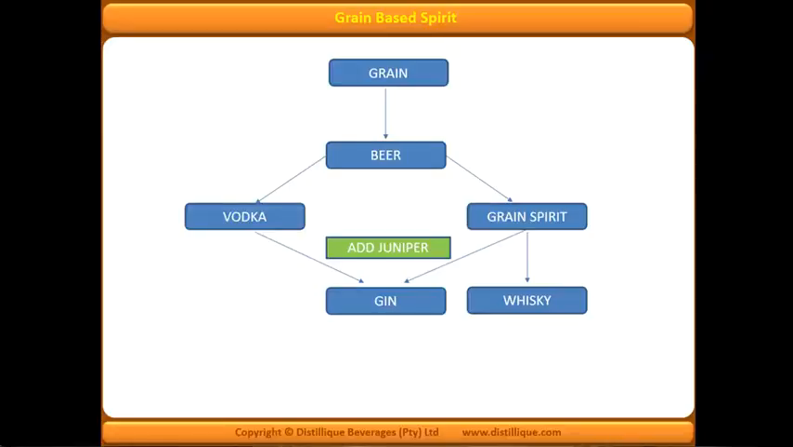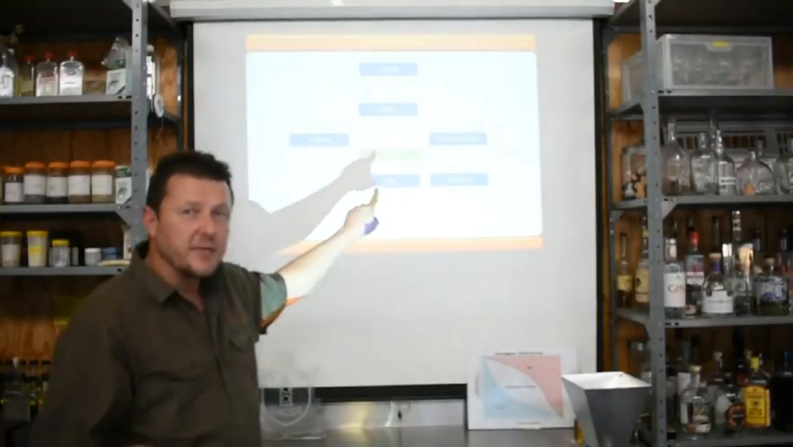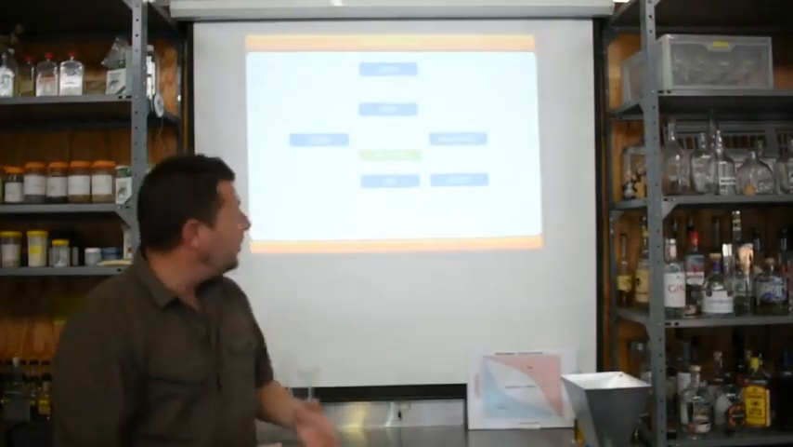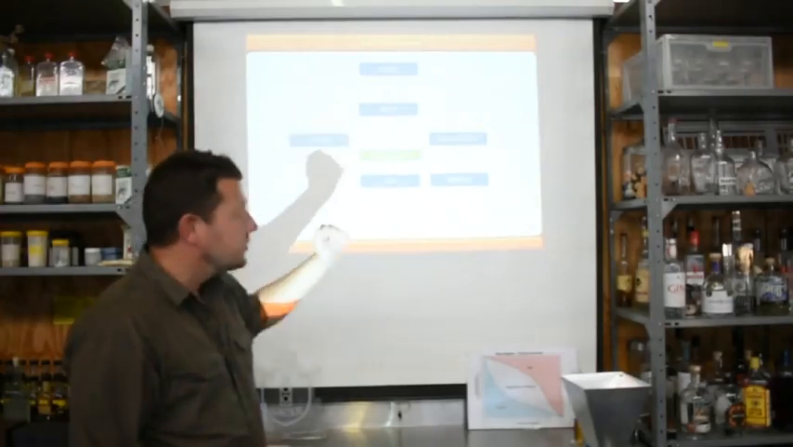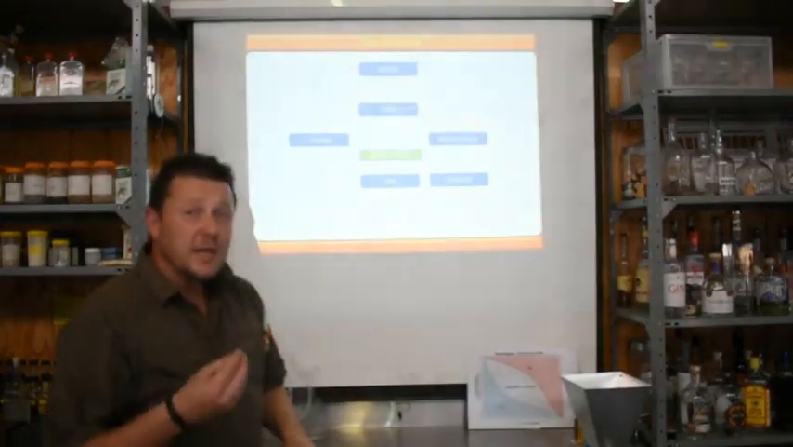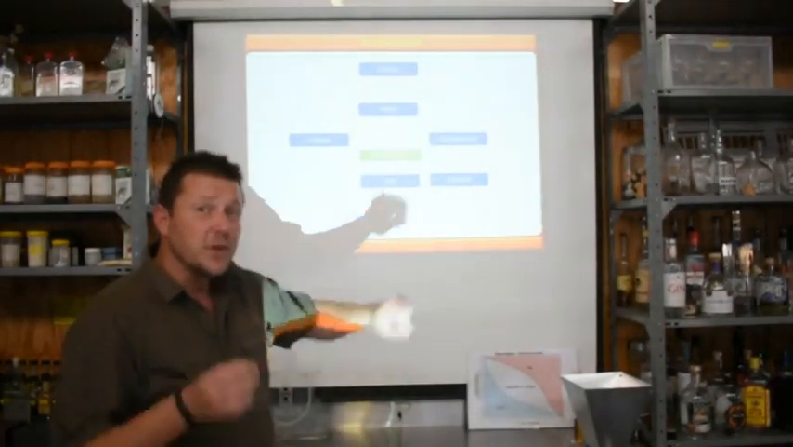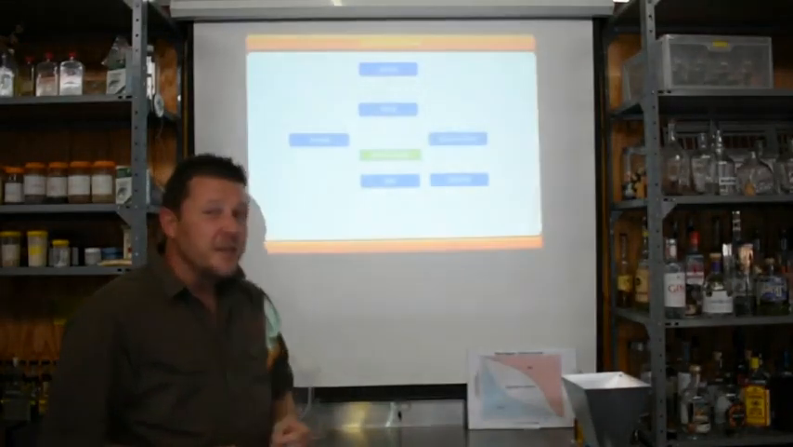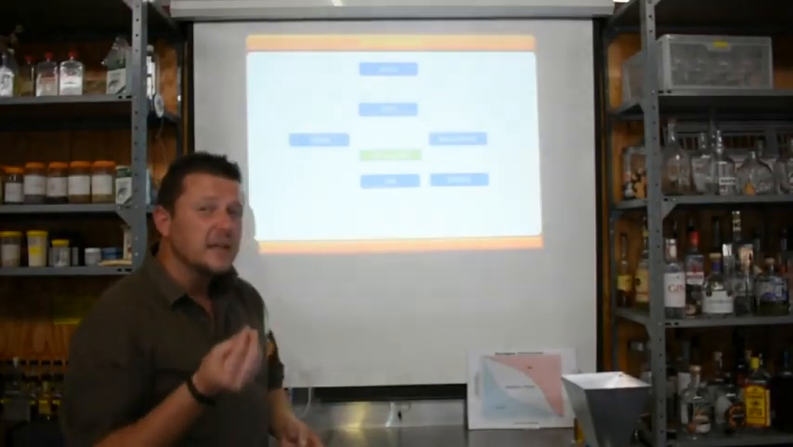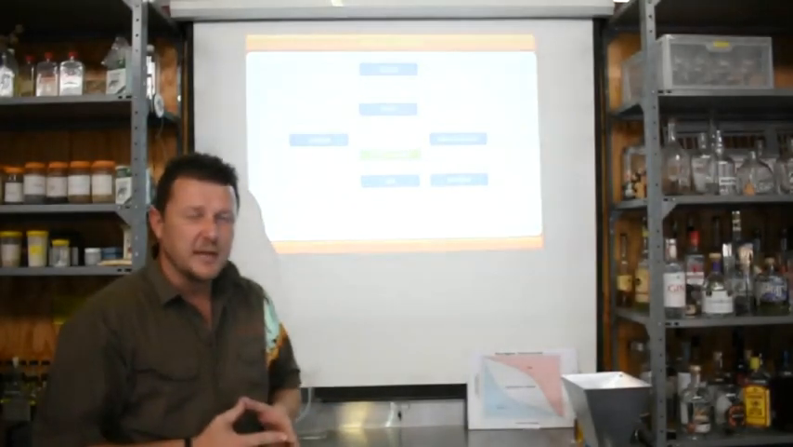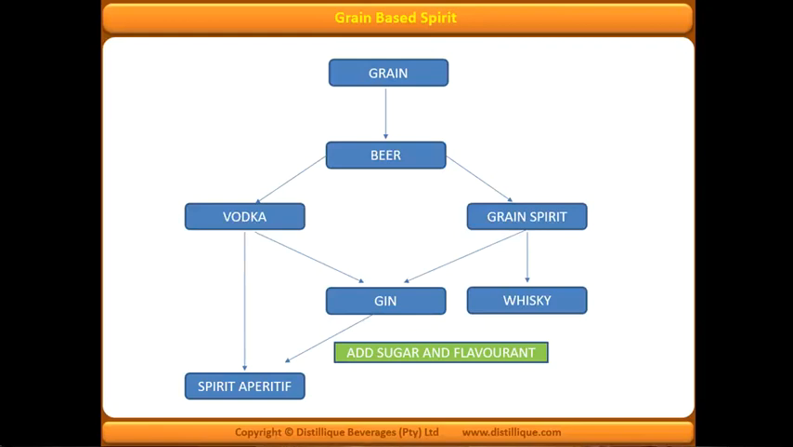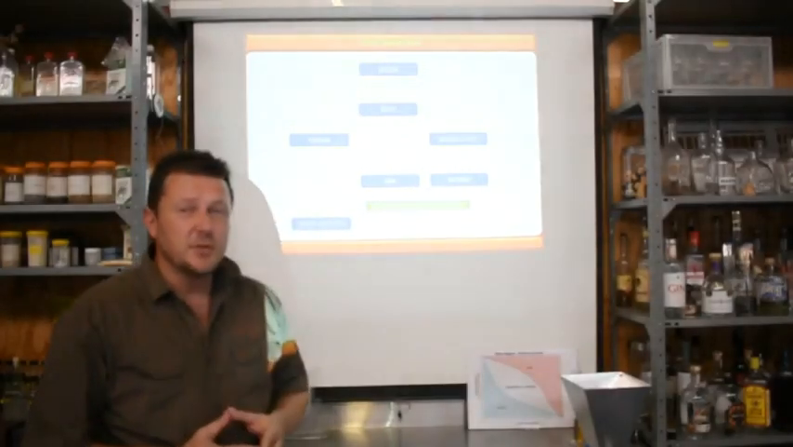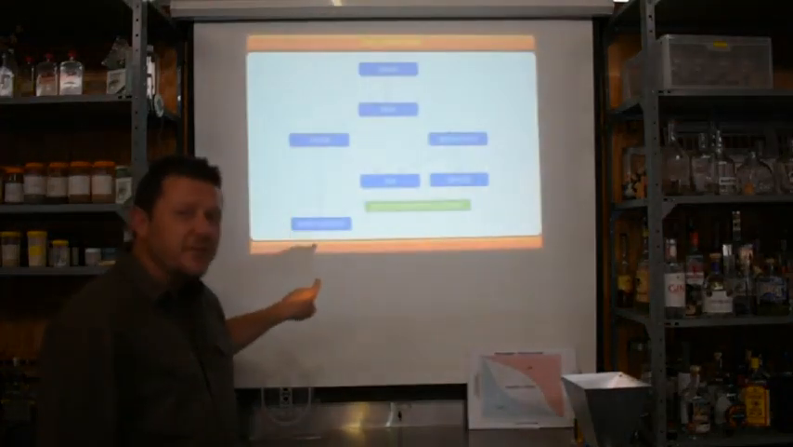If I then take my vodka or my grain spirit and I add juniper to that, with or without other flavors, then I've made gin. Now normally we use a vodka or neutral spirit, we add our juniper to it and we create gin, but we can also do a grain spirit, a non-neutral base, and add juniper to it and create a gin. That would be a Genever, Dutch style gin, where I can taste the grain along with the juniper and other botanicals. I can then also take the vodka or the gin or the grain spirit and add sugar and a flavorant to it. That would give me a spirit aperitif.